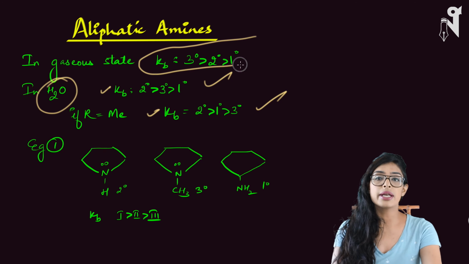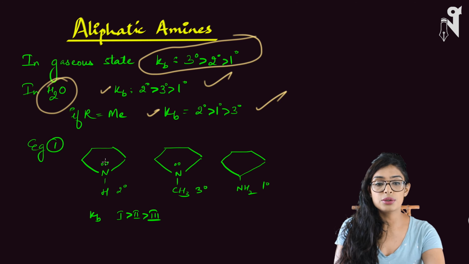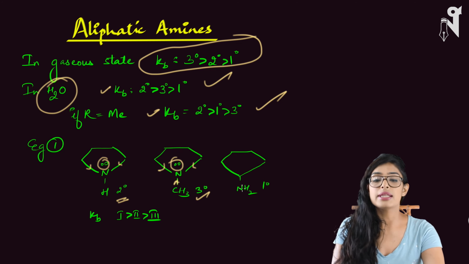Okay, so now let's look at the example first. So we have here nitrogen with the cyclic ring. Nitrogen has an electron density and it is secondary. Two R groups are present over here, so this is secondary. Here we have CH3 also attached over here, 3 electron releasing groups, and the nitrogen has an electron pair over here. This is tertiary. Here the NH2 is out of the ring, and this is primary.